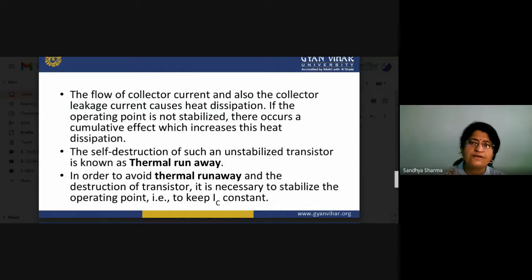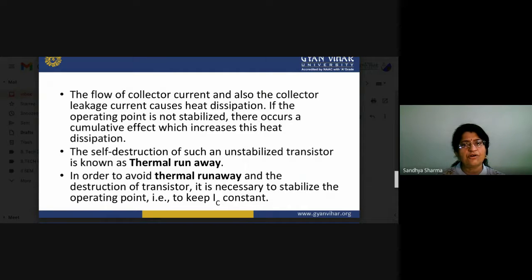The flow of collector current and also the collector leakage current causes heat dissipation. So basically, if we are talking about the collector current or collector leakage current, due to this there may be heat dissipation, and if the operating point is not stabilized, there occurs a cumulative effect which increases this heat dissipation. That is, if there is no stability in our operating point, our heat dissipation will also increase.